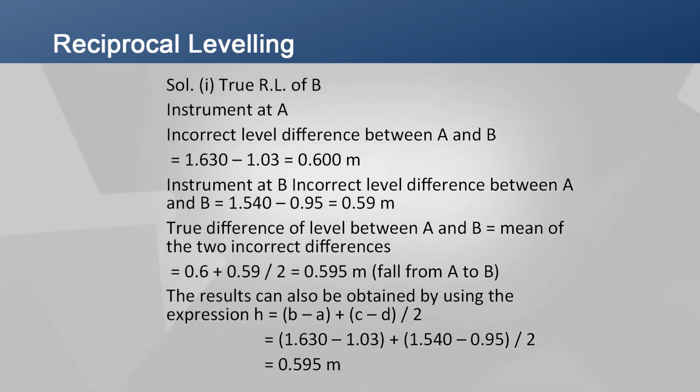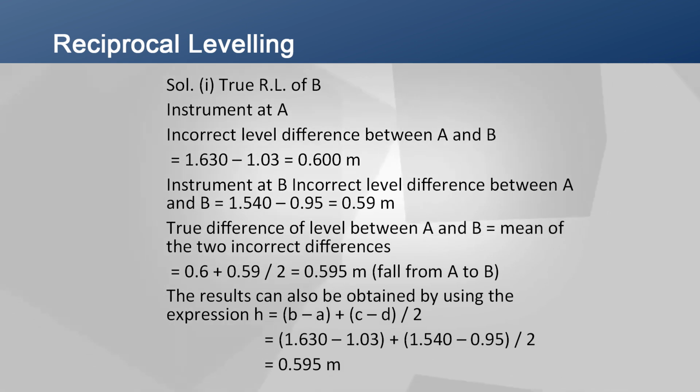Now, the true difference of level between A and B will be equal to the mean of the two incorrect differences. The first value is 0.6 and the second value is 0.59. We will take the mean: 0.6 plus 0.59 divided by 2, which results in 0.595 meter, which will show the fall from A to B.